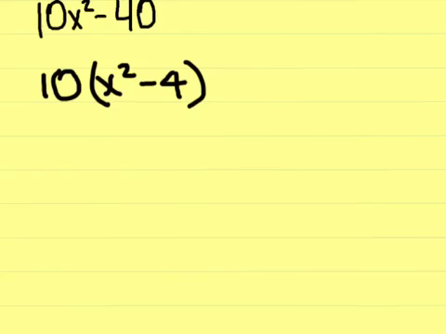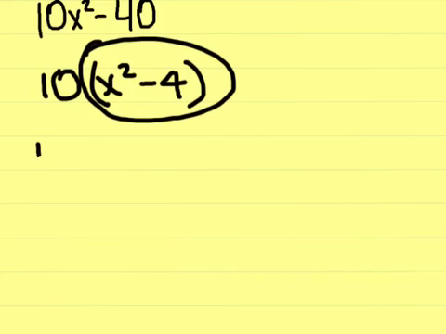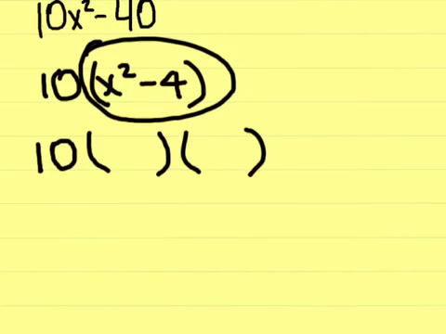Alright, now we look at this part, the x squared minus 4. We keep the 10. Now we're going to do a difference of two squares, just like normal. What's the square root of x squared? X. And the square root of 4? 2. So we have plus and minus. So your final answer would be 10 times the quantity of x plus 2 times the quantity of x minus 2.